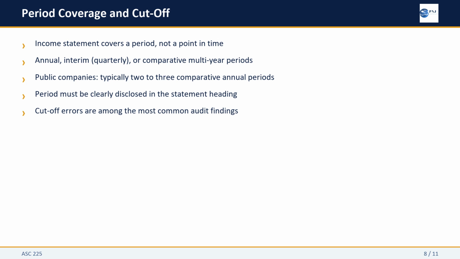This is where things get interesting. Unlike the balance sheet, which is a point-in-time snapshot, the income statement covers a period. It could be a quarter, 6 months, or a full fiscal year. SEC registrants typically present 2 or 3 years of comparative annual income statements. The heading must clearly state the period. And here is a practical warning the handbook makes explicit. Errors in period-end cutoff are among the most common audit findings. Always confirm reporting period dates before finalizing.